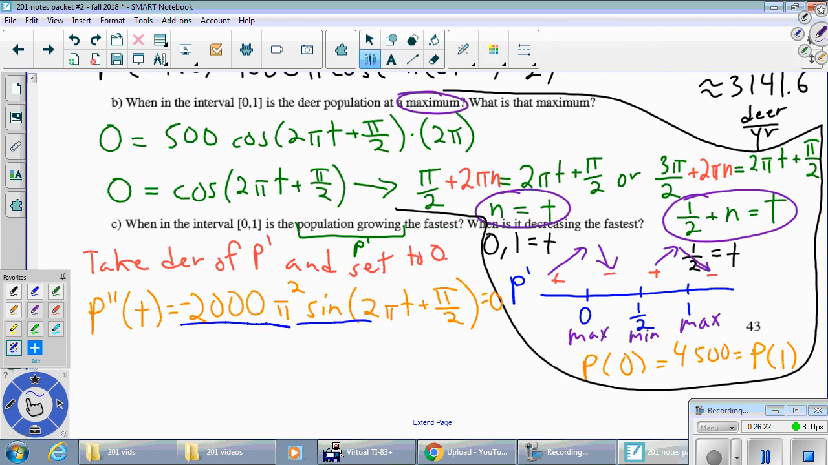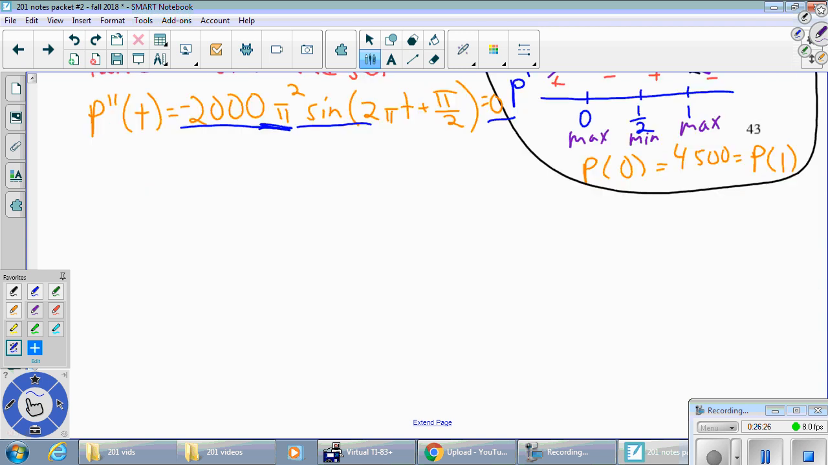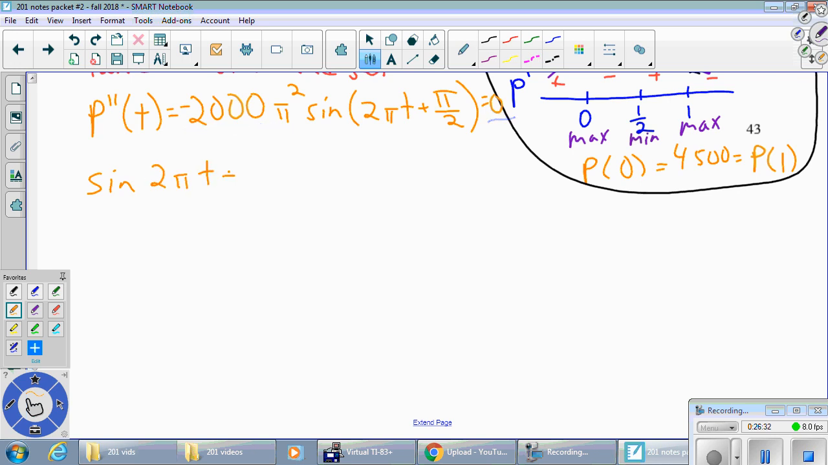So we divide by negative 2,000 pi squared. 0 stays 0. That's nice. So we get sine of 2 pi t plus pi over 2 equals 0. Okay, so same deal as before, equaling 0. That's a nice number on our unit circle. Sine is the y coordinate on the unit circle. So we're thinking of the unit circle and finding the 2 spots where the y coordinate is 0.